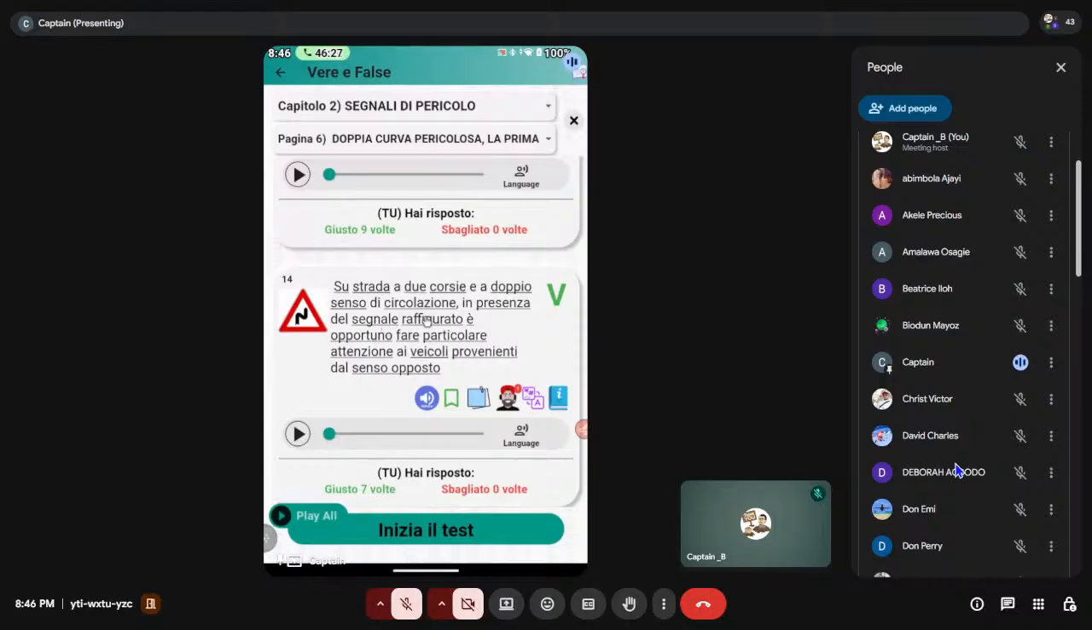Okay, in the presence of this sign, it is opportune. The word opportune means timely, necessary. Fare particolare attenzione, to pay particular attention, to the vehicles provenienti, arriving, coming, dal senso opposto, from the opposite direction. So for a vehicle that is coming from the opposite direction, you as a driver circulating on this kind of road have to pay attention to that vehicle. You understand? So you don't hit the vehicle or the vehicle doesn't hit you.